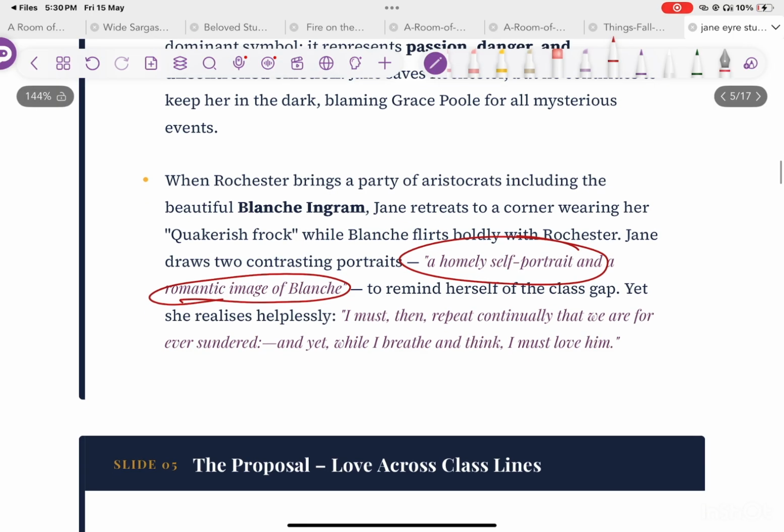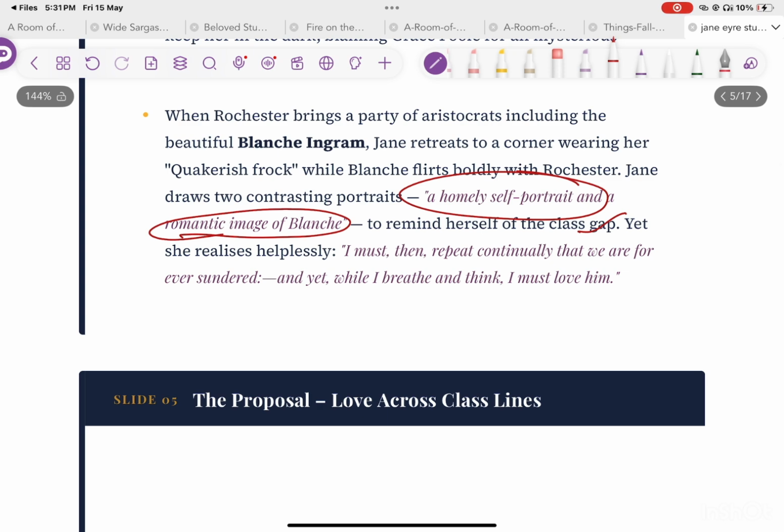Rochester invites aristocrats, and then Blanche Ingram comes. Blanche Ingram likes Rochester, and she flirts with him. And Jane also has a strong liking towards Rochester. So she begins to think that we have a class gap, and she draws two portraits, a homely self-portrait and a romantic image of Blanche. So she is also a great artist, but she somehow knows that there is a class gap, and she can't marry Rochester.